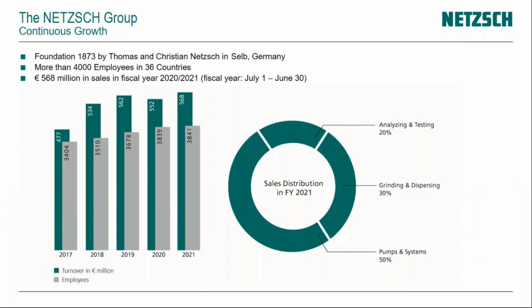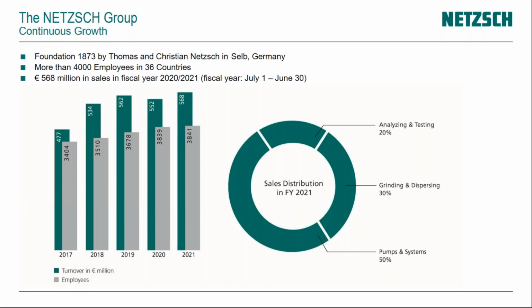Speaking of the NETZSCH Group, we were founded in the year 1873 by Mr. Thomas and Christian NETZSCH in a small town of Germany called Selb. Selb is in the Bavaria region of Germany, very close to the border of the Czech Republic. As of now, we are more than 4,000 employees in 36 countries. That shows that NETZSCH is a global company with a worldwide presence.